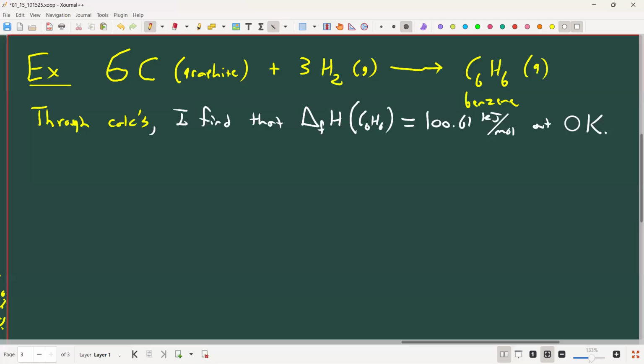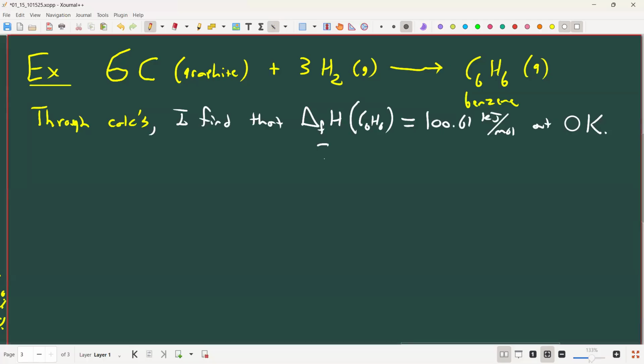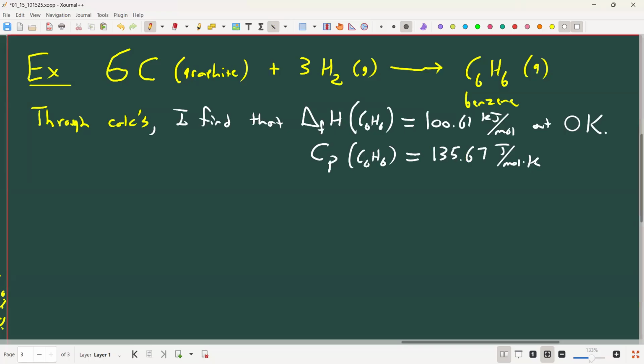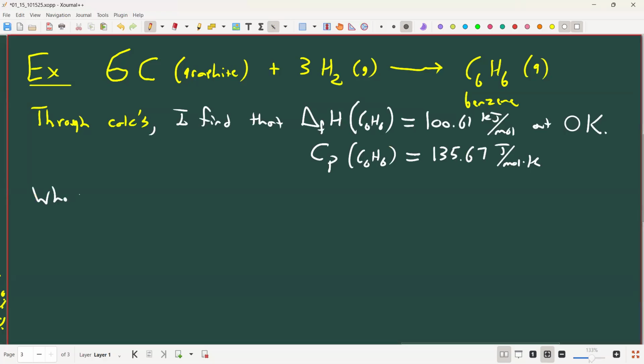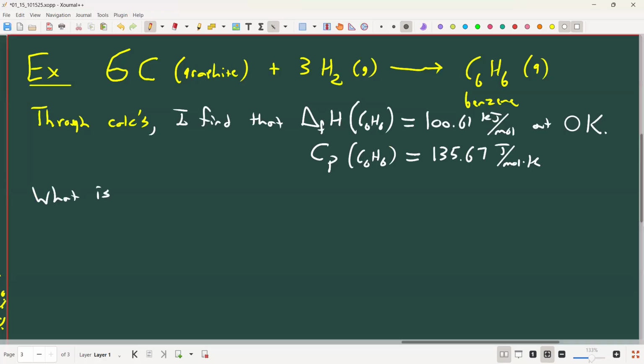And I measure that its heat capacity is 135.67 joules per mole Kelvin as well. And I want to ask this question. And this is the question that my buddy at Argonne, Bronco, who does the thermochemical tables that I've shown you before, this is the question he asks. He gets a calculation about a new molecule. He calculates the energy of formation at 0 Kelvin. He does really, really high level calculations with his colleagues. They're some of the best computational chemists in the world at Argonne.